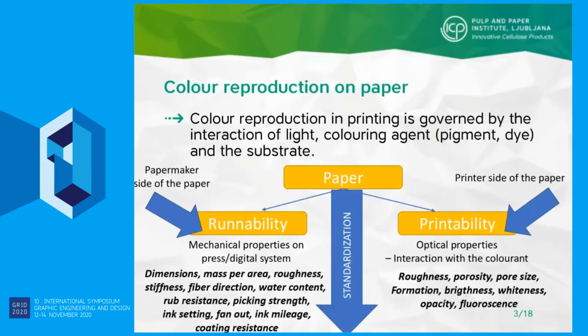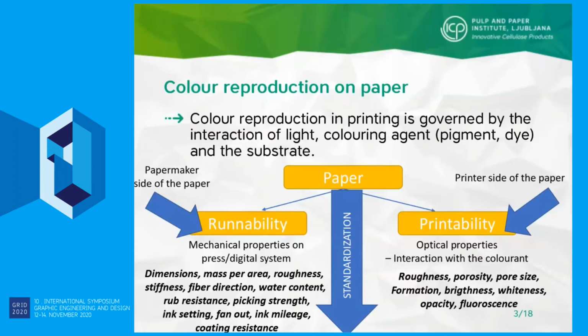So very briefly about color reproduction on paper. As we all know, color reproduction in printing is governed by the interaction of light, some color reagent, which can be pigment or dye, and the substrate. And working with people from the paper industry and with my history in printing, I noticed there, as in real life, every paper has two sides. On the left is the paper maker side of the paper, and on the right side is the printer side of the paper. And everybody is looking from their side of the paper, and more often there is no good interchange of information between the two sides.